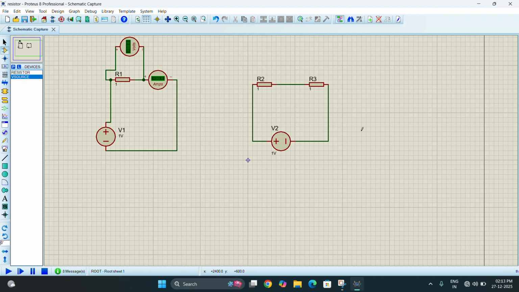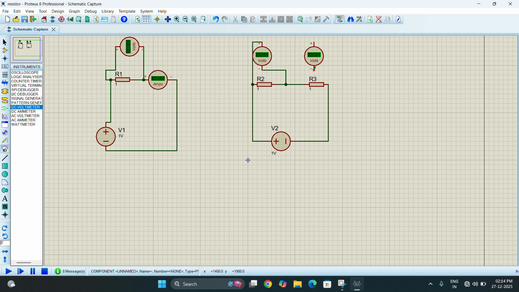So the resistors are equal. So whatever the total voltage is, it is going to be divided equally. So it is going to be 0.5 volt and 0.5 volt. Now we can verify that by taking the DC voltmeter again. I will connect them in parallel to this and this. So let them be this way only, and we can connect them in parallel like this also. I have connected them in parallel. So now let me run this. As you can see, that is 0.5 volt and 0.5 volt.